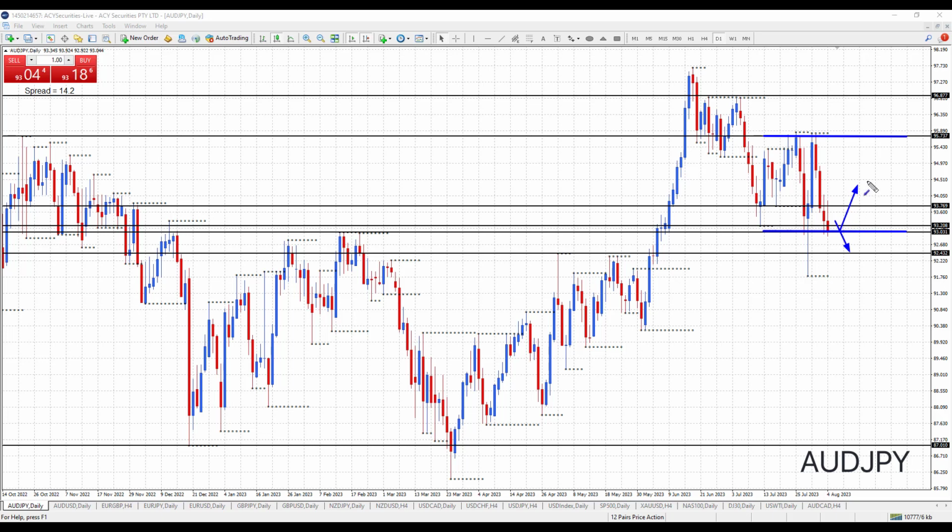Support could hold and we could move all the way back up towards the top of the range once more. So we are in a range. Higher time frames are a little bit more suggestive of a break to the downside, but 93.03 is the key level to watch. Does it hold as support or break for a move lower?